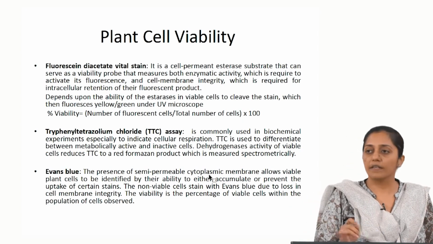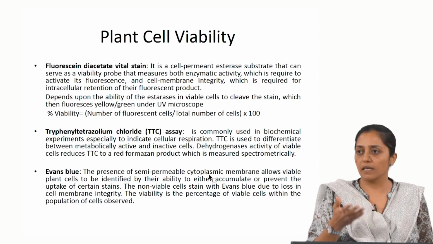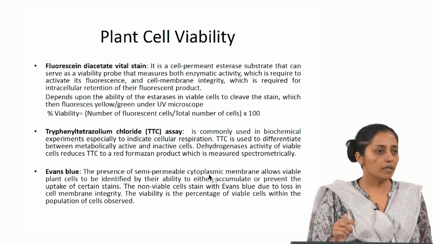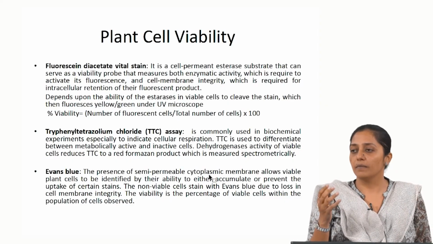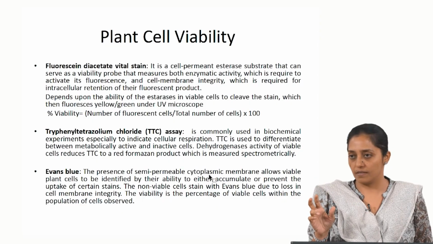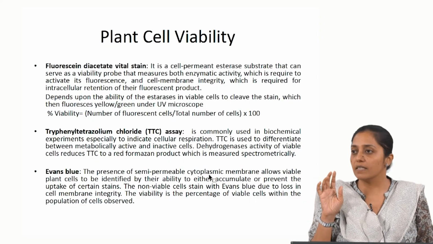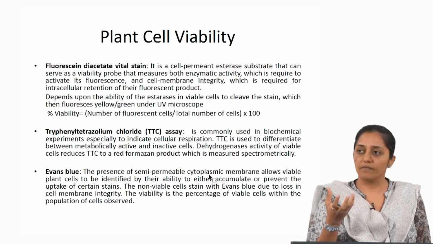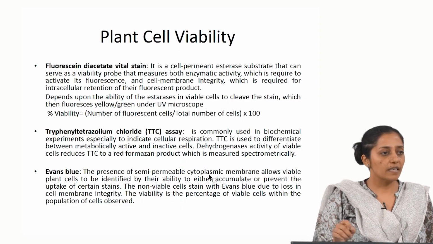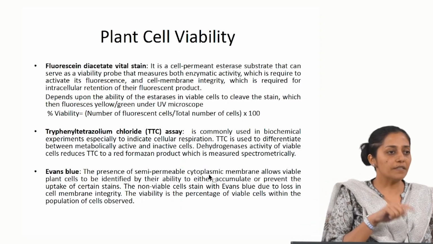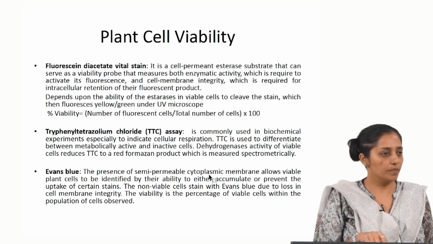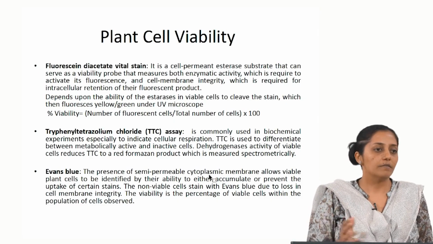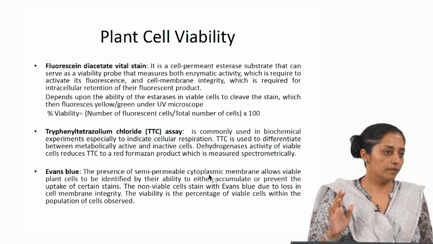The second way is using tetrazolium salts, which you must have heard of even in your animal cell cultures, the MTT assay. So, TTC is a triphenyl tetrazolium salt. It generally depends on the activity of dehydrogenase enzymes. The dehydrogenases signify the metabolic activity of the cell, whether the mitochondria are actively functional or not. Once it reacts with this tetrazolium salt, it forms a red formazan product. This red formazan product can be measured spectrophotometrically, which can then be used to calculate percentage viability of the cell.